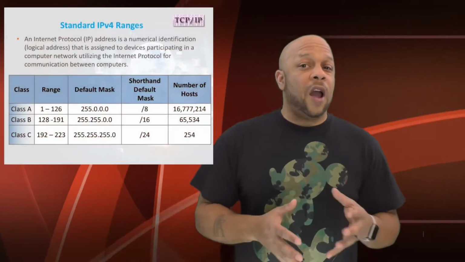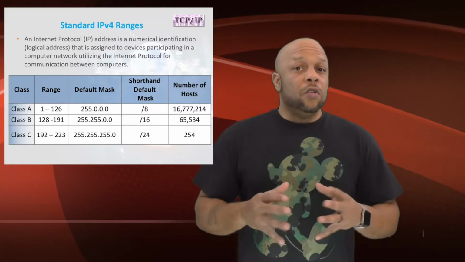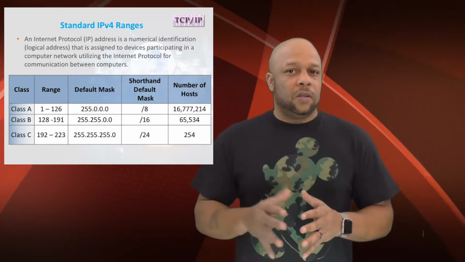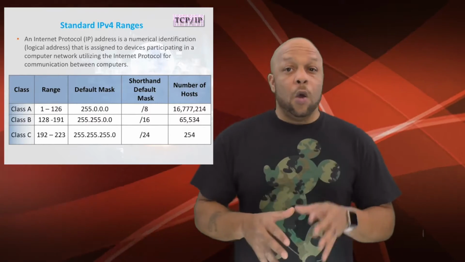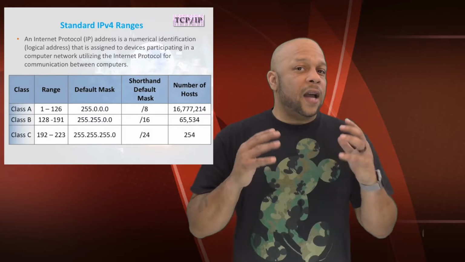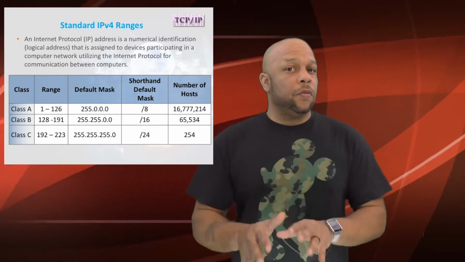You're also expected to know the difference between public and private IP addressing, as well as what class they belong to. So class A, 1 through 126. Class B, 128 to 191. And class C, 192 through 223.